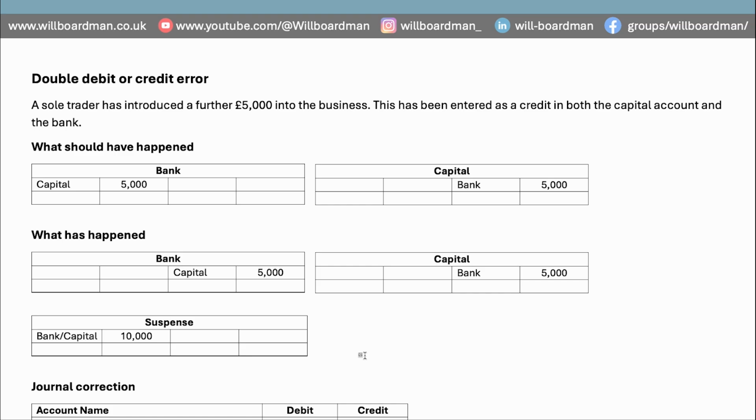Now what this would have done is this would have opened up a suspense account because again, a double entry wouldn't match up. So it would have opened up a suspense for £10,000 because what we've done is we've credited our accounts for a total of 10,000 made up of the two £5,000 transactions, but there has been no debit entry. So to balance off the accounts, it would have debited the suspense for 10,000.